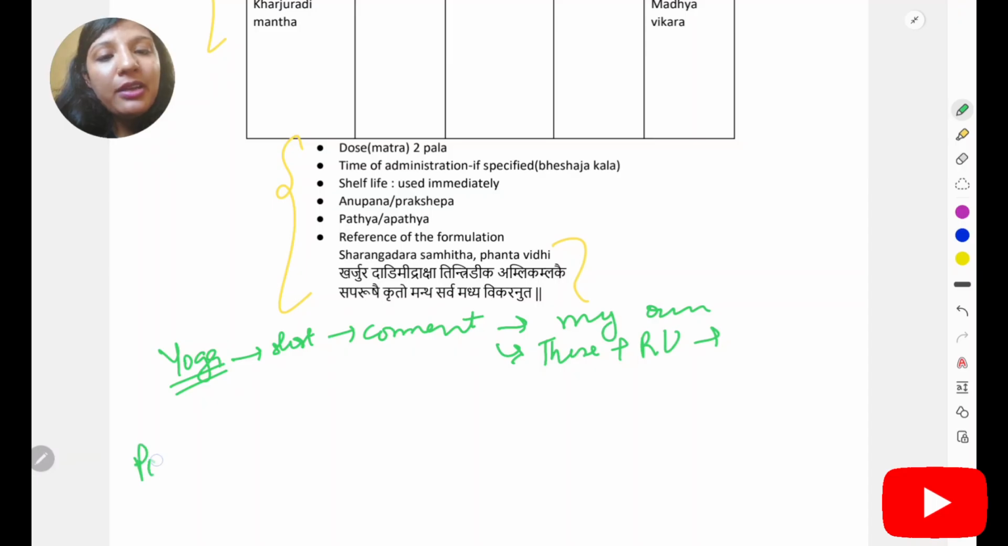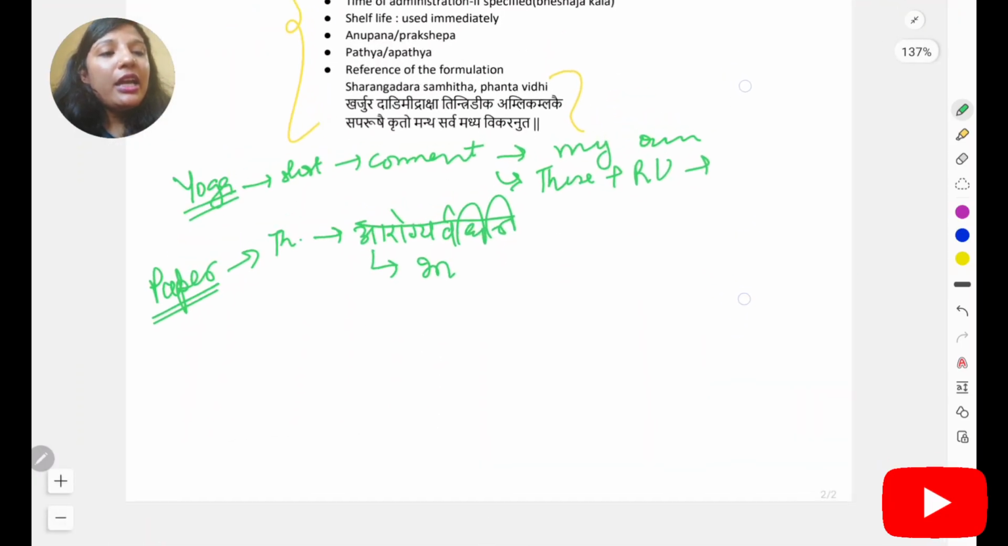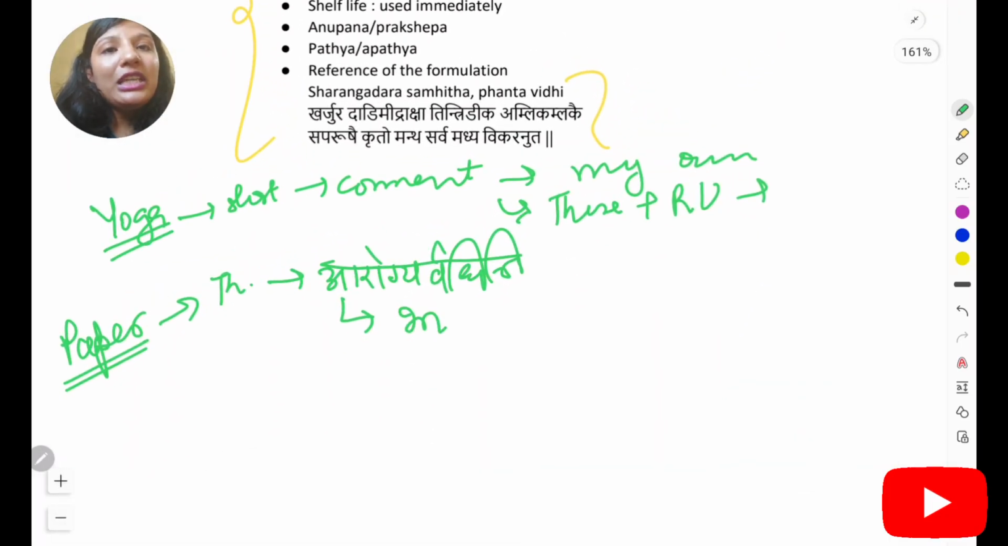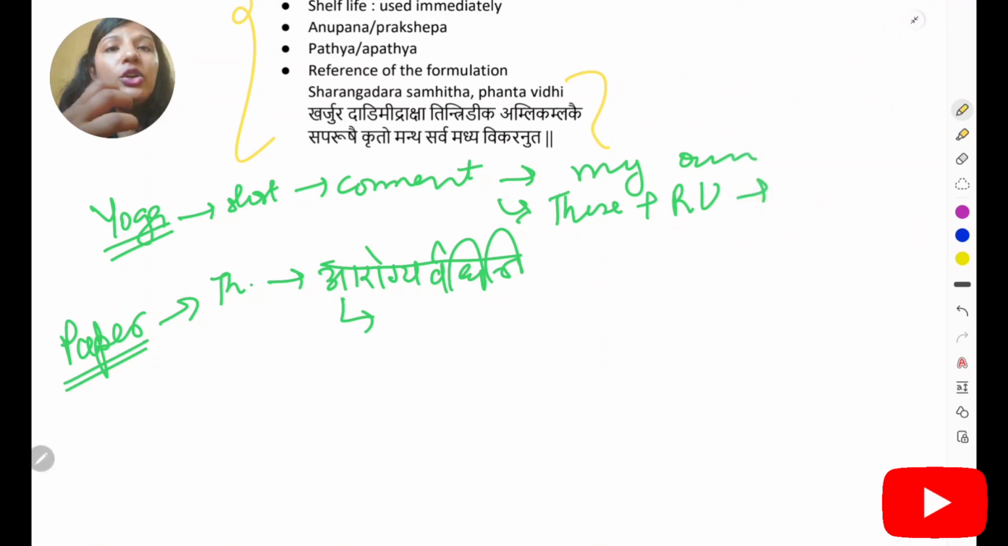And for your paper, the minimum basic that you should write is that, if we talk about theory, for example, let's suppose we take the example of Arogya Vardhani. Okay, so if Arogya Vardhani Vati comes for 10 marks, you have to start with an introduction. In every video I am telling you, you should start your answer with an introduction, because when you start through an introduction, you are making your paper presentation at a very good level.